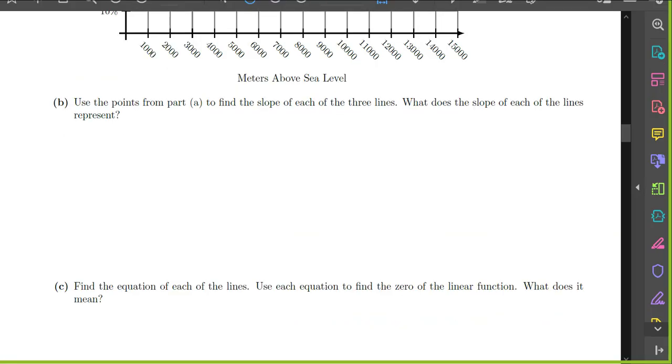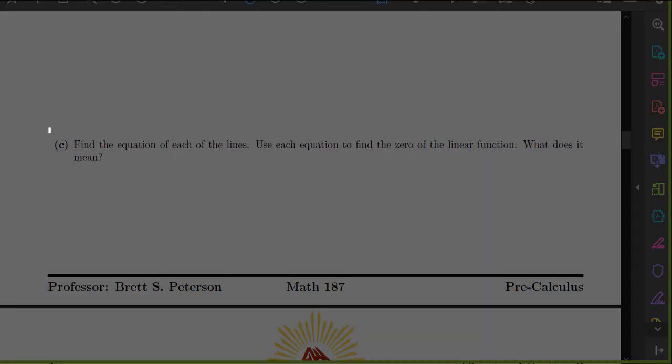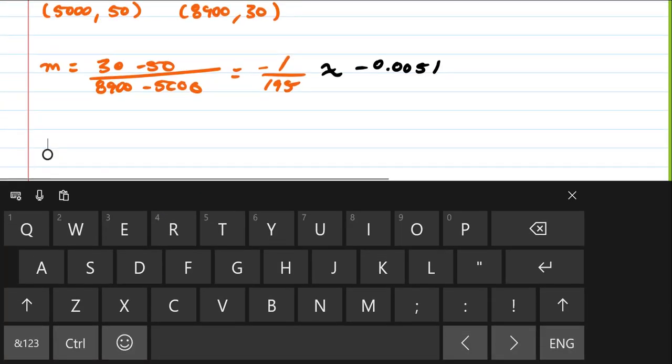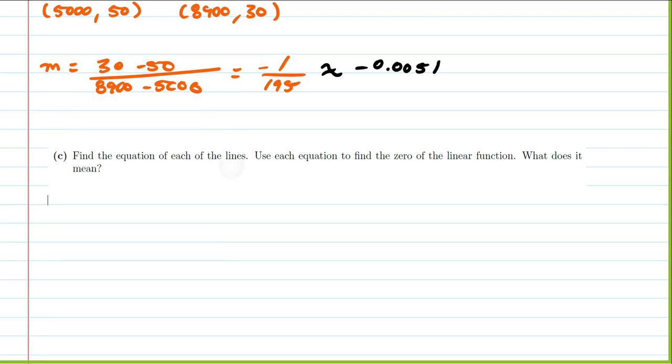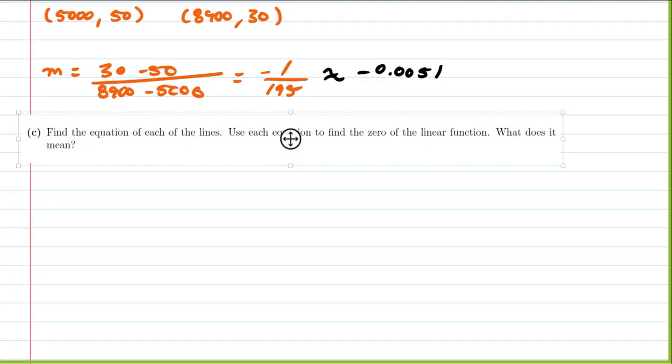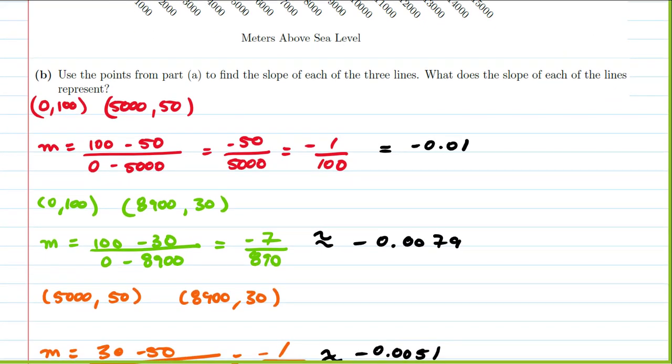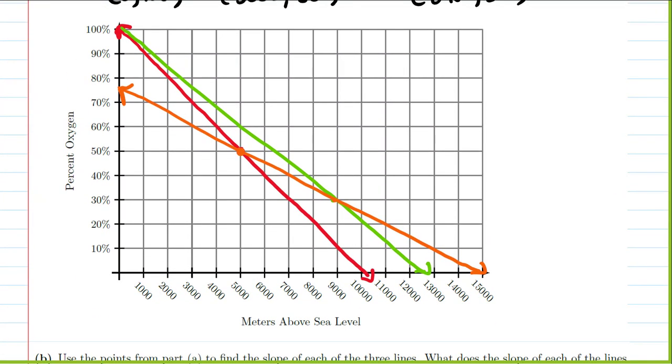All right, so we keep going now, and part C says, find the equation of each of these lines. Use each equation to find the zero of the linear function, and what does it mean? All right, so I don't think we answered the what does it mean for part B. So let's head back to that part for 1 second before we do this. So what is it that the slope represents? Well, by definition, slope is the change in y over the change in x, right? So it's the change in percent oxygen divided by the change in meters above sea level.